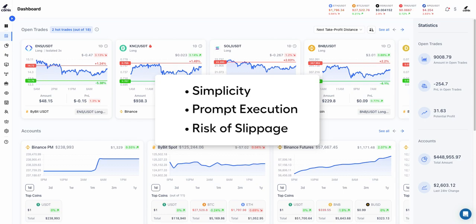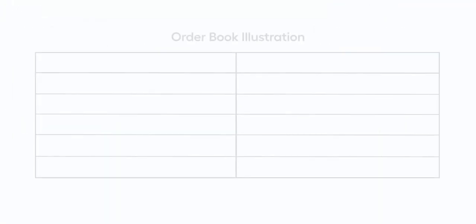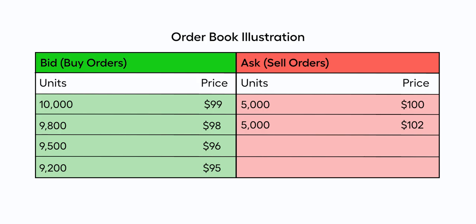Slippage can happen mostly in low liquidity markets and might cause the market price to be different than the price that was available when placing your order due to the order book supply and demand. Let's see a quick example of a market order in a low liquidity market resulting in slippage.